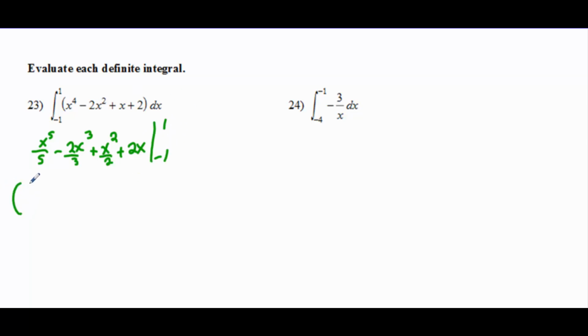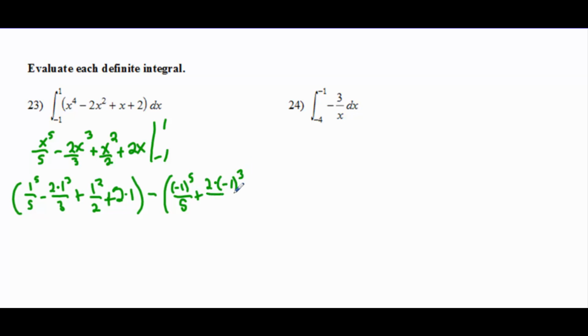And so I do 1 to the 5th over 5 minus 2 times 1 cubed over 3 plus 1 squared over 2 plus 2 times 1, minus negative 1 to the 5th over 5 plus 2 times negative 1 cubed over 3 plus negative 1 squared over 2 plus 2 times negative 1. Now, all these negative 1s that I have in parentheses, that's kind of a big deal. If you plug this into your calculator without those parentheses, it is not going to tell you the right answer.